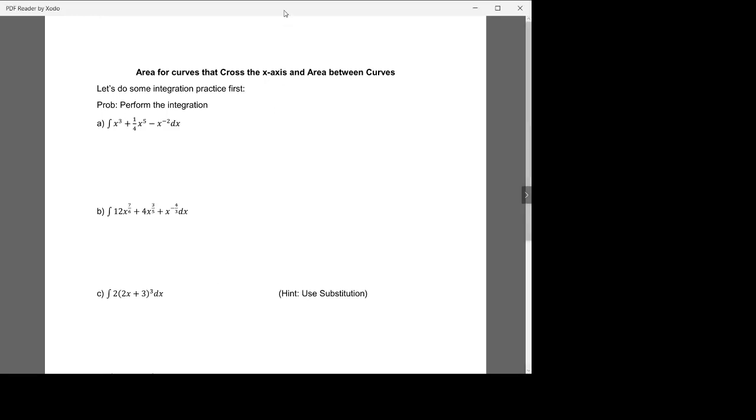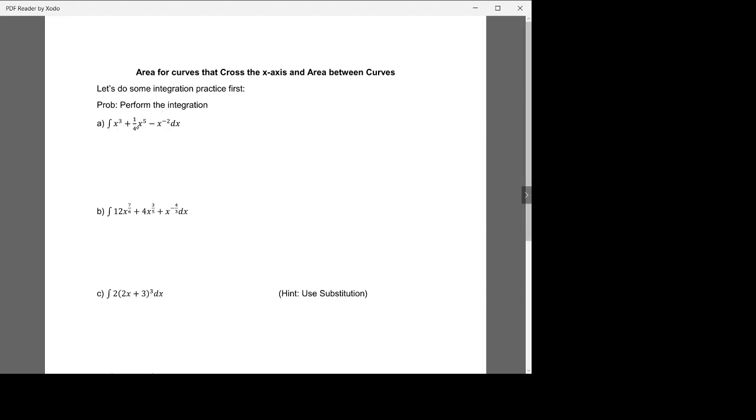In this lesson, we'll look at area for curves that cross the x-axis and also area between curves. But to start with, I'd like to do just a quick review of integrating, or antiderivatives and indefinite integrals, just to refresh our mind on the kinds of things we've been covering in the last few lessons, because it can start to add up and a quick review can help settle it in your mind.